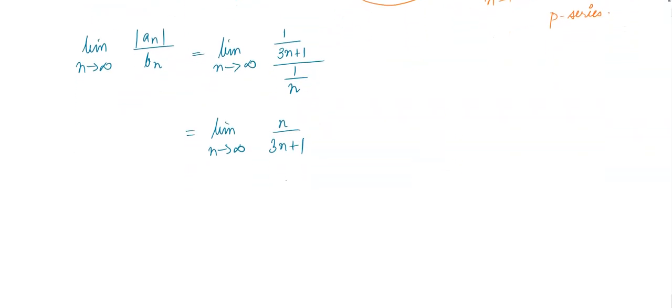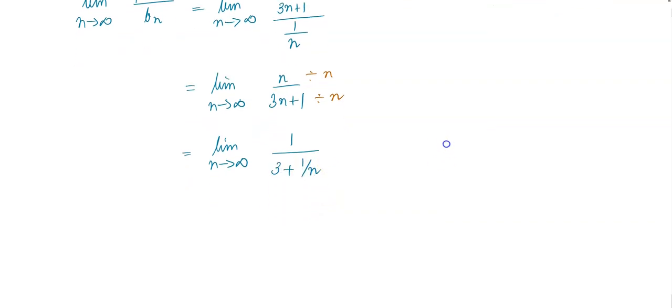And now we divide by n. This is the rule we use because we want the n to go to the denominator when n approaches infinity. So we divide by n: n over n is 1 on the top, 3n over n is 3, plus 1 over n. If you divide each term by n, this is what you get. And this is nice because 1 over n becomes 0, and the result is 1 over 3 when you apply the limit, which is not equal to 0.